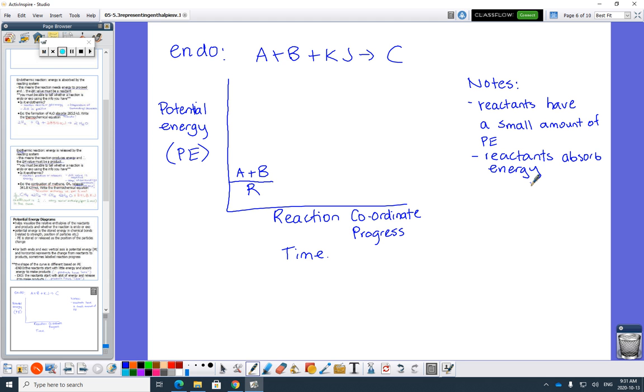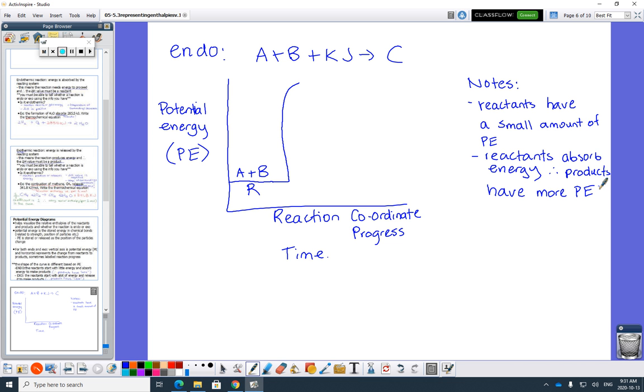How much energy do they absorb? It doesn't really matter, okay? But make it obvious to me. Okay, so they absorb some energy. All right, and then, so now the products have more energy. How much more? Again, just make the difference between them obvious, okay?